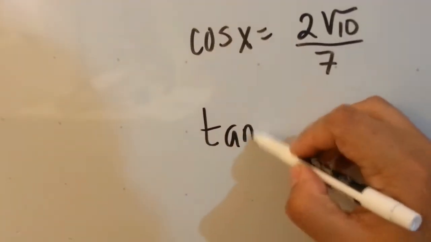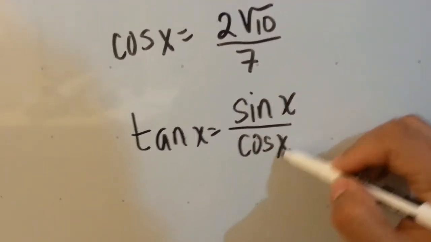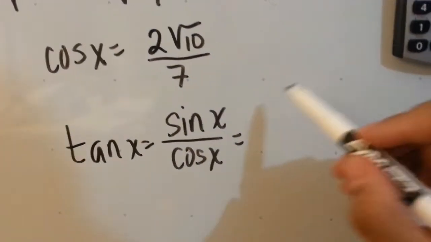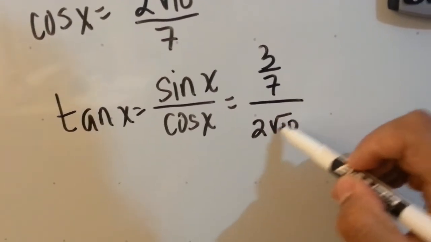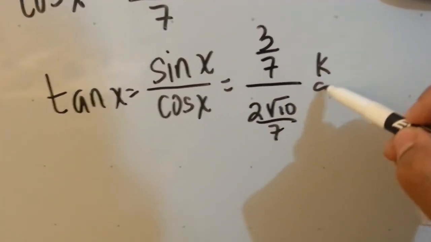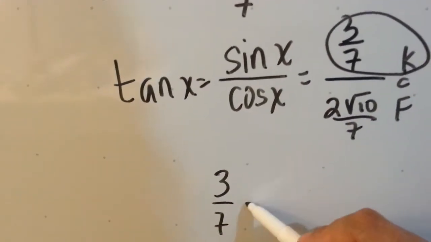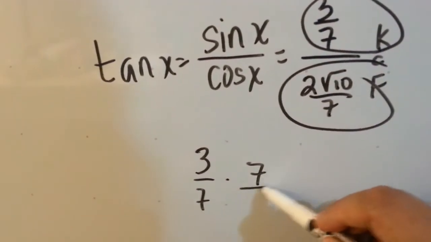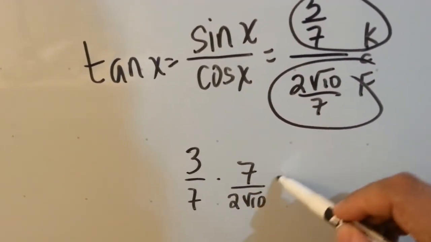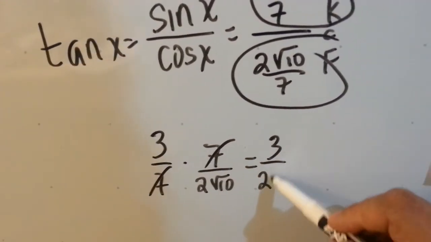And to get the tangent, well, you know that tangent x is sine x over cosine x. Okay, so then you just plug it in. We know that sine is 3 over 7. We know that cosine is 2 root 10 over 7. And we're going to keep, change, and flip. Keep the 3 over 7. Multiply by the flip of this one. So 7 over 2 root 10. And since we're multiplying, those 7's can cancel. We have 3 over 2 root 10.